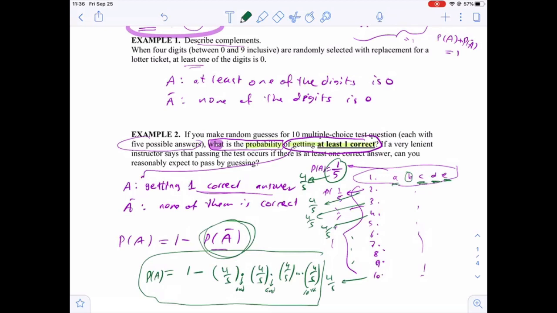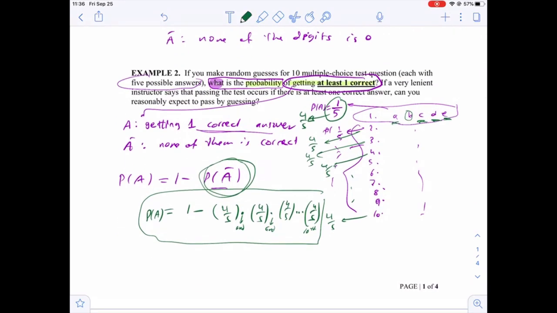Getting at least one answer, that means 1 or 2 or 3, 4, 5, or all until the 10th, all of them are correct, all questions. Okay, now we find this 1 minus, as you can see, we have 10 questions here. So we write 4/5 raised to the power 10. We just multiply this by itself 10 times, so we can write it this way. Now we use the calculator to find the probability, which is 0.893.